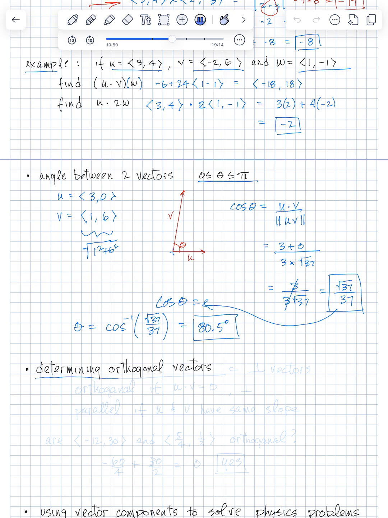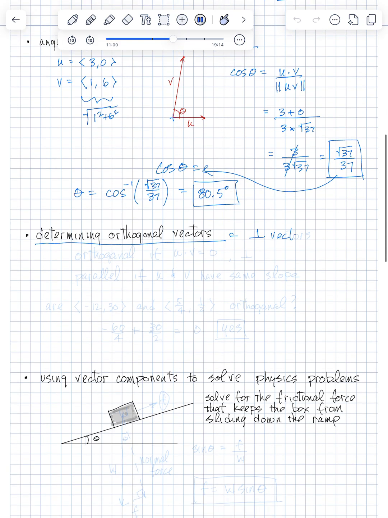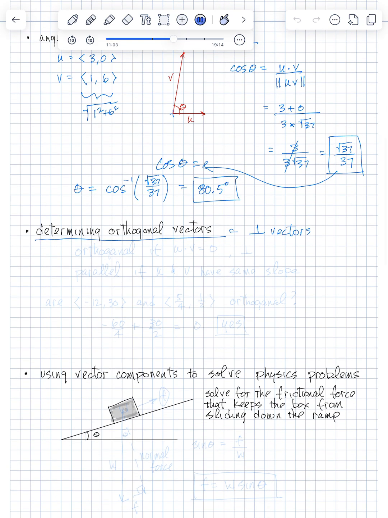Okay, now we're going to look at determining orthogonal vectors. Orthogonal vectors are vectors that are perpendicular. So vectors are either, you have one of three choices. They're either orthogonal, or they're parallel, or neither. So orthogonal if u dot v equals 0. So if the dot product of the vectors is equal to 0, it's orthogonal.